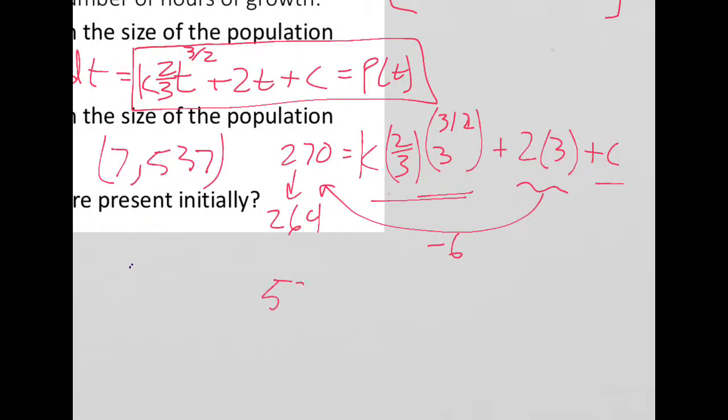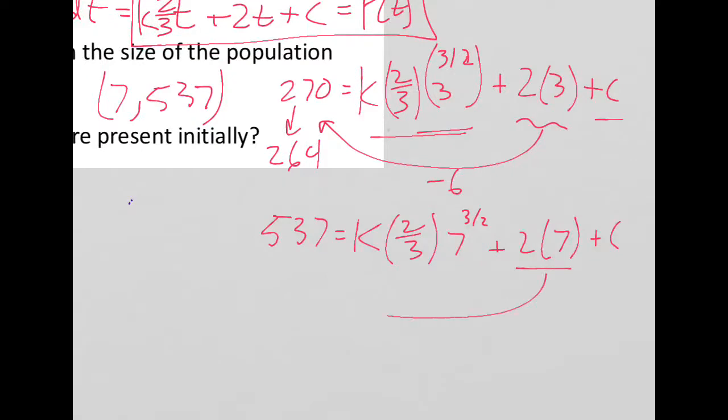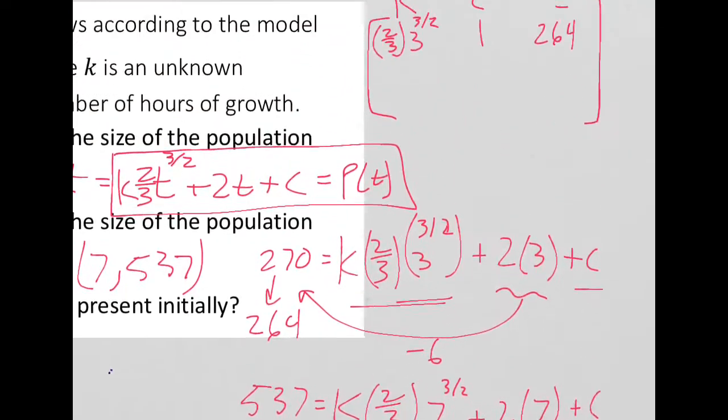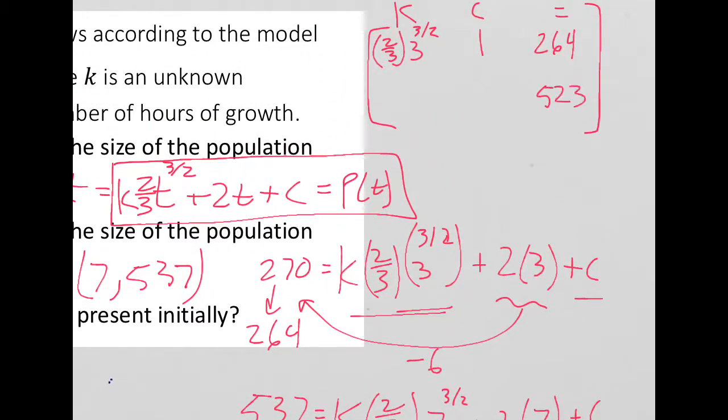So we're going to get 537 equals k times 2/3 times 7 to the power of 3/2 plus 2 times 7 plus c. And we're going to do the same thing. We're going to subtract that 14 over here. That's going to give us 537 minus 14, which is 523. And so our equation is going to look like this. We'll have the 523 in the equals slot right there. And then this will still have that 2/3. The only difference is that we have 7 to the power of 3/2 there. And then our coefficient on c is still 1.